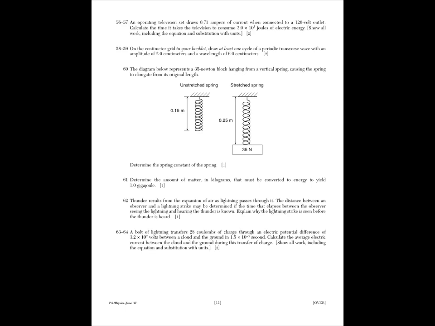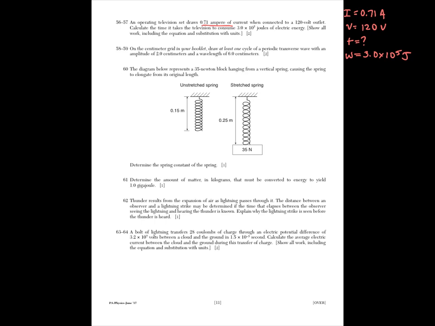Alright, now we encounter our first example of a 2-point question, number 56 to 57. That means you need to show your work. You need to show the equation, your substitution with units for 1 point, and the correct answer with units for the other point. So here we've got a television set drawing a current of 0.71 amps connected to a 120 volt source outlet. We need to calculate the time while it consumes 3.0 times 10 to the 5th joules of electrical energy.